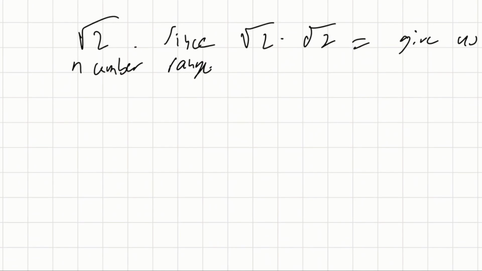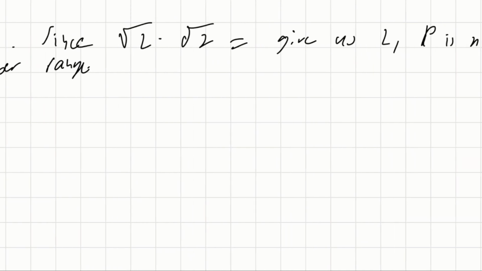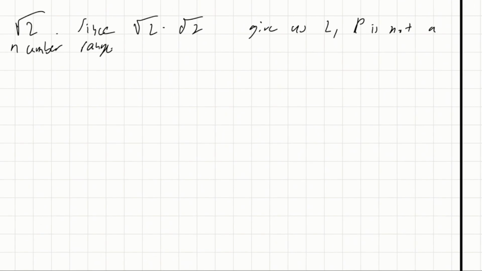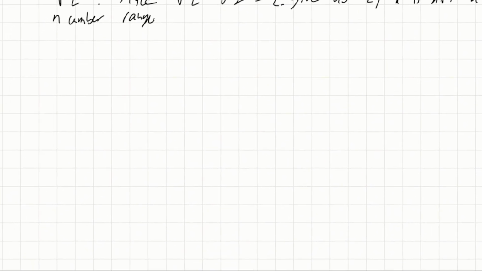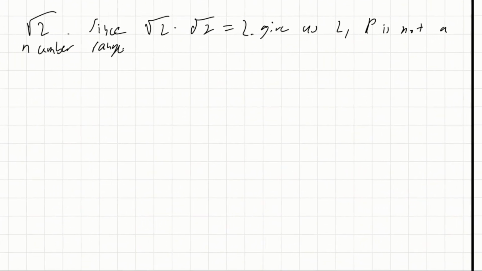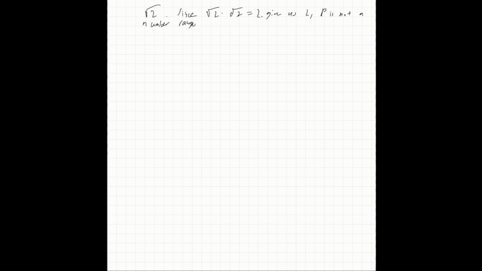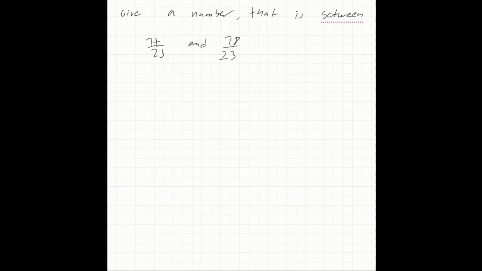So the root of 2 is an example that this is wrong. We know the root of 2 is irrational, and since the root of 2 times the root of 2 gives us 2, we get a non-irrational number. Therefore the rule is wrong, because the root of 2 times the root of 2 gives us 2, and 2 is a natural number, and a natural number is not an irrational number.